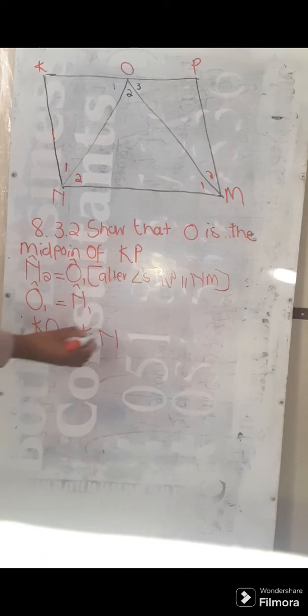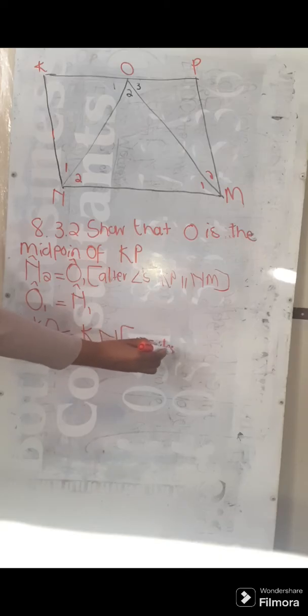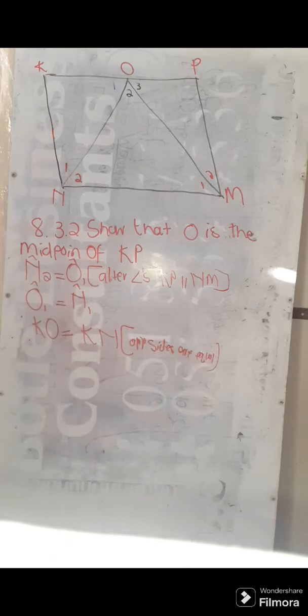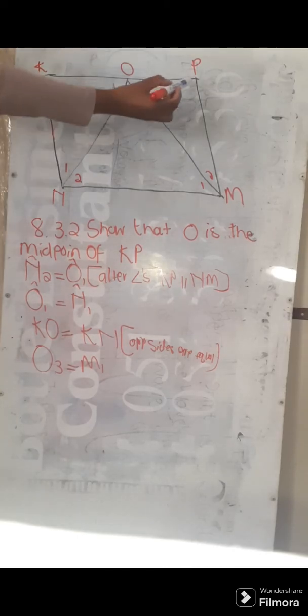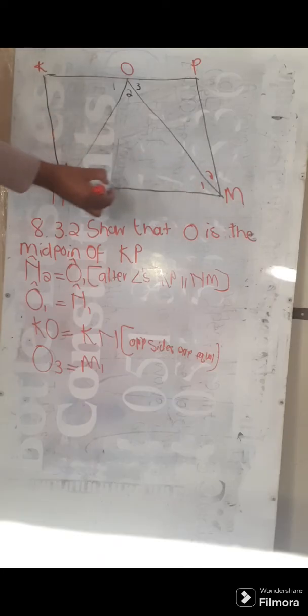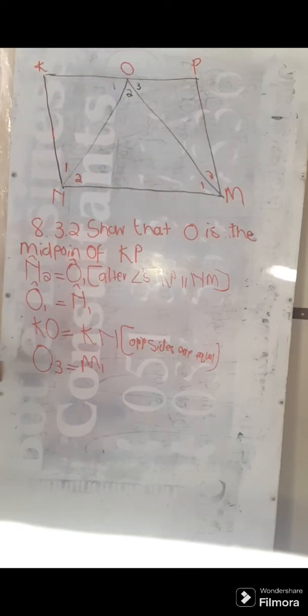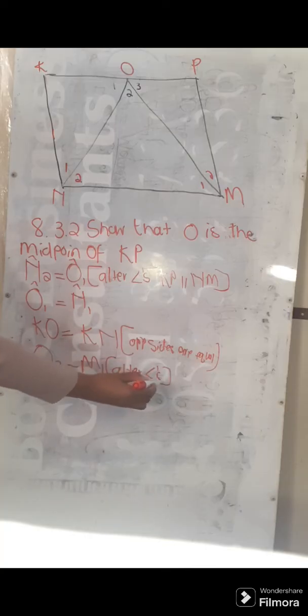and that is opposite sides are equal. Opposite sides of a triangle are equal. So we're going to say O3 equals M1. That is still the same thing where we do the Z. So that is alternating angles.